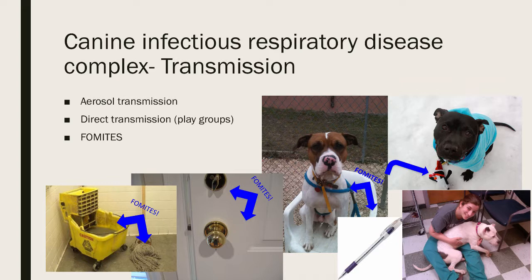And you can be one of the number one fomites yourself. So snuggling with a dog, not changing your shirt, or not paying attention to how that dog interacts with you, you could actually serve as a vehicle for disease transmission.